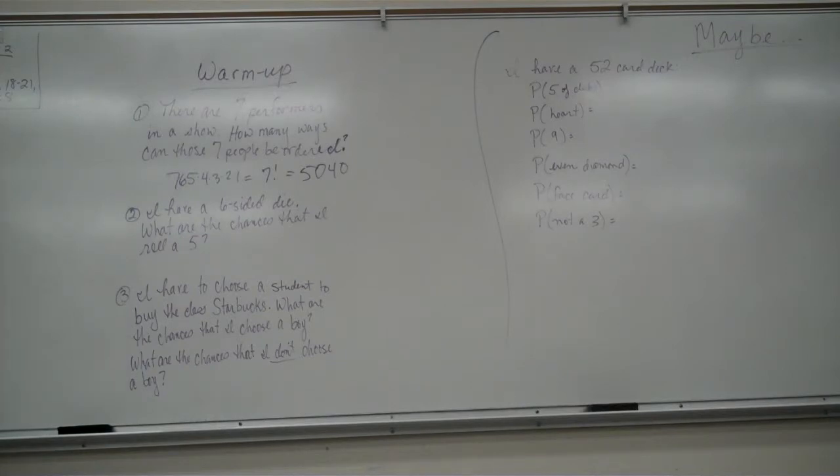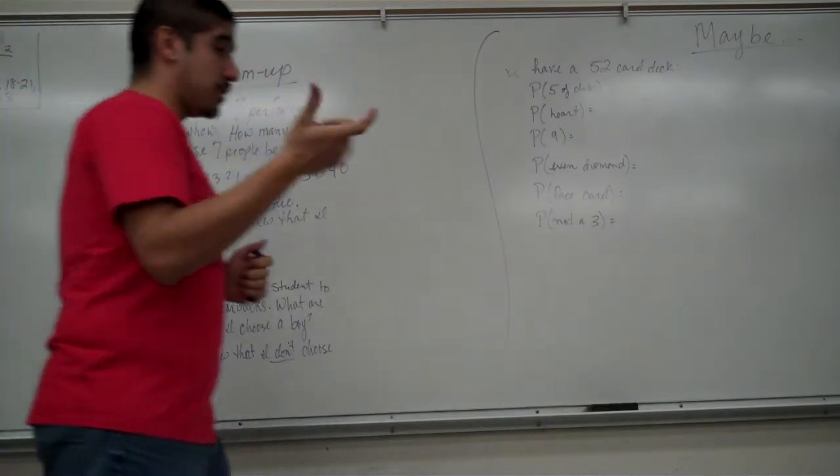Okay, so again, we're looking at how many ways these things can be ordered. That's 7 factorial, 5,040. Good. Now we're going to change it a little bit.